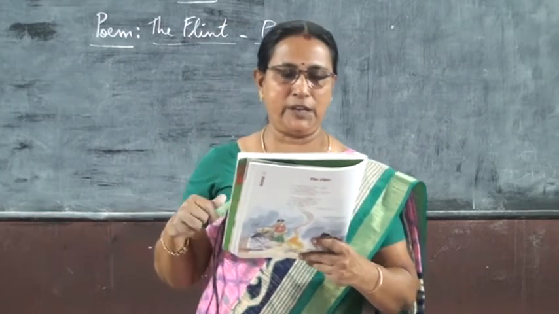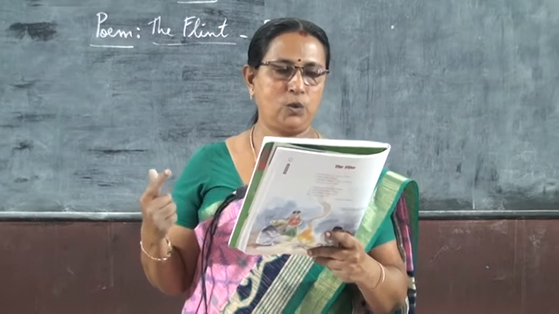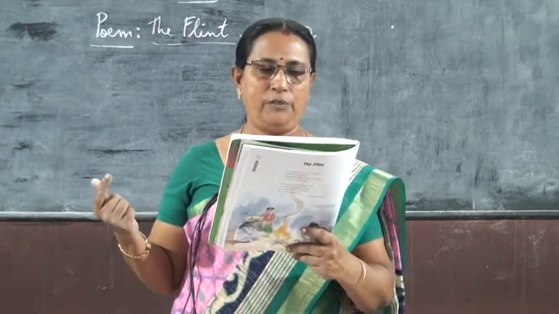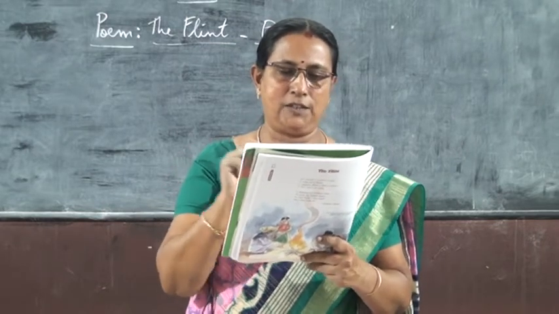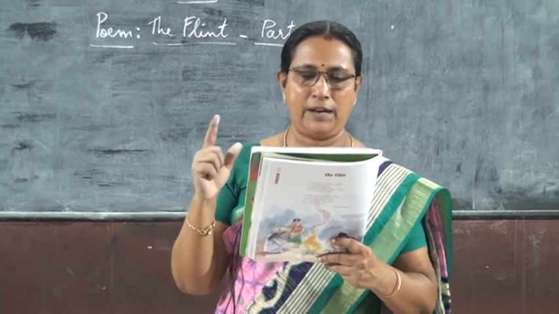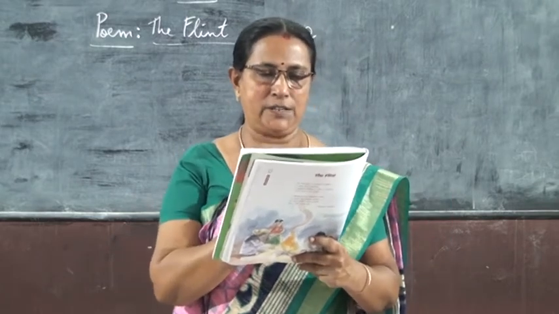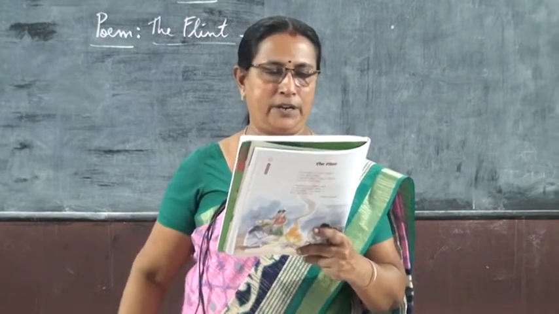Now exercise B, tick the correct options. Number 1, emeralds, rubies, sapphires and diamonds are examples of... 1, A, B, C. 3 choices are given there. The answer is B. Second one, a flint is dash an emerald, a ruby, a sapphire or a diamond.